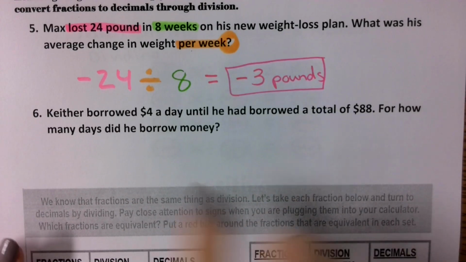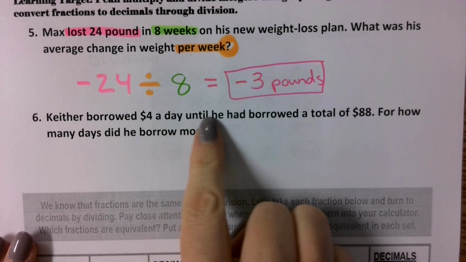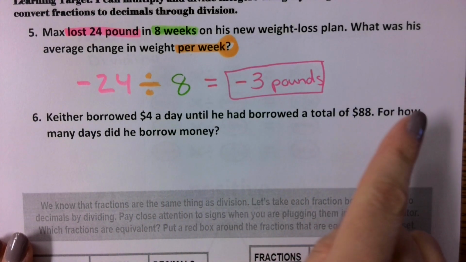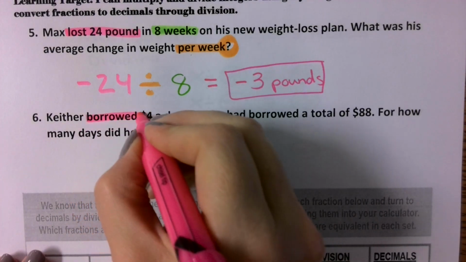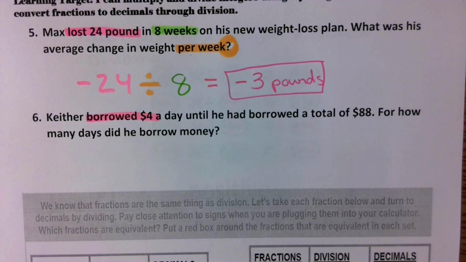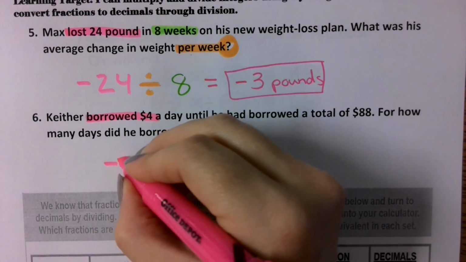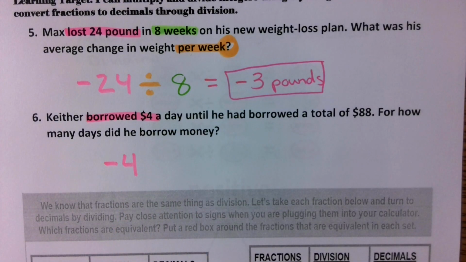All right, number 6. Keither borrowed $4 a day until he borrowed a total of $88. How many days did he borrow money? So let's start highlighting some things. Who can tell me what's one thing to highlight? Brian? Borrowed $4 a day, right? We can highlight that as a negative because borrowing money is a negative value. So we've got negative 4 that we're dealing with.